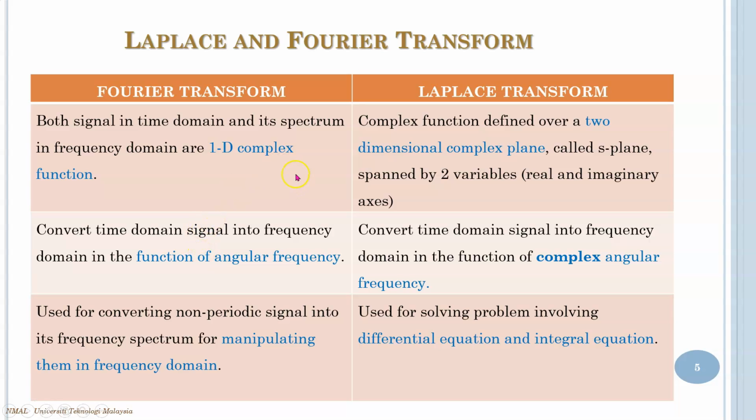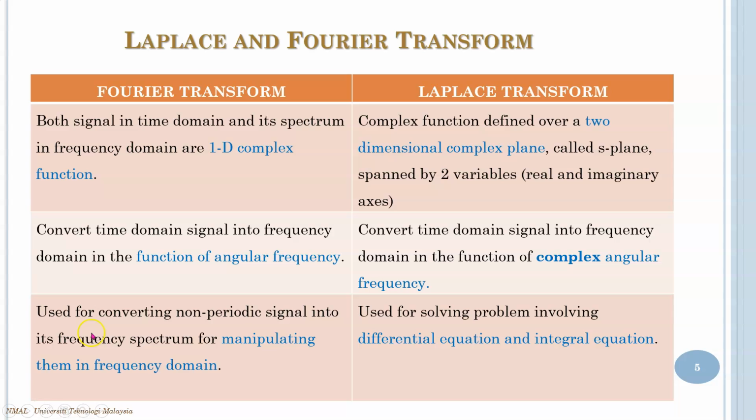Okay, so here in the table are listed some of the differences between a Fourier transform and also Laplace transform. Okay, let's see Fourier transform first. For Fourier transform, both the signal in time domain and its spectrum in frequency domain are one-dimensional complex functions. However, for Laplace transform, the complex function is defined over a two-dimensional complex plane called the S-plane. So this differentiates Laplace and Fourier, and this S-plane is spanned by two variables, the real and imaginary axes. Fourier transform converts a time domain signal into frequency domain in the function of angular frequency. However, Laplace transform converts a time domain signal into frequency domain in the function of complex angular frequency.